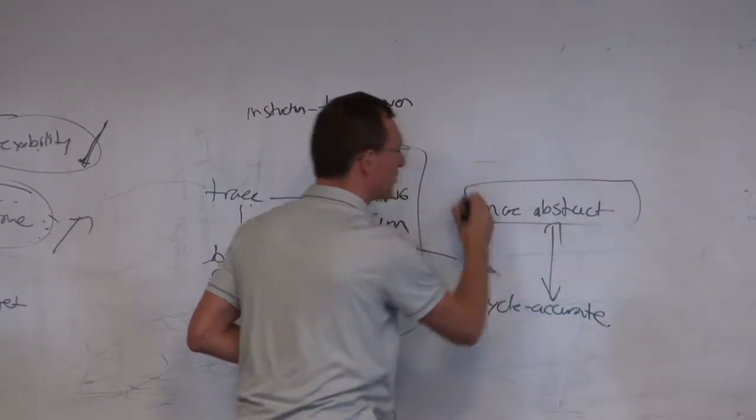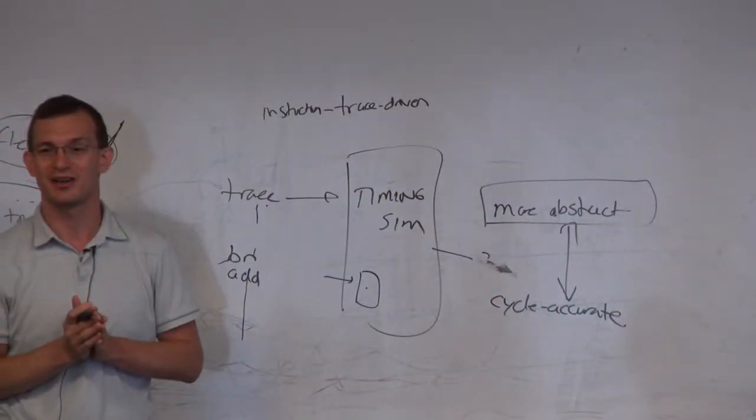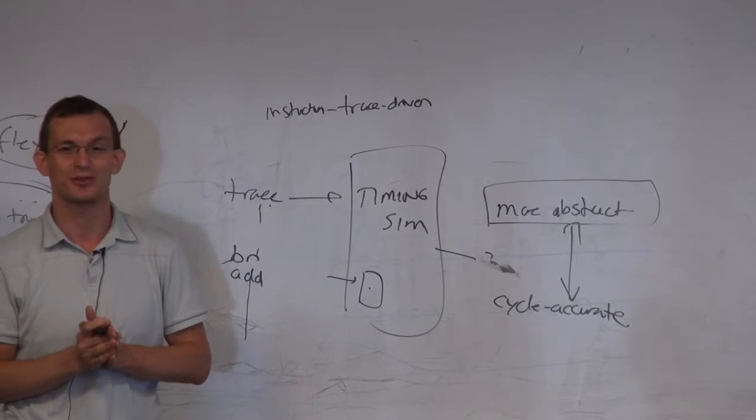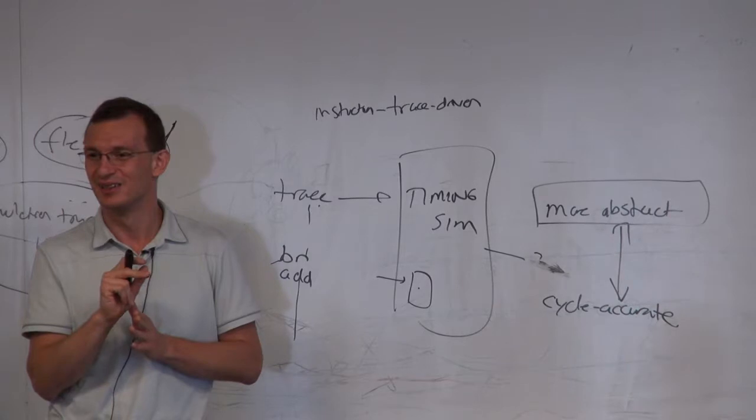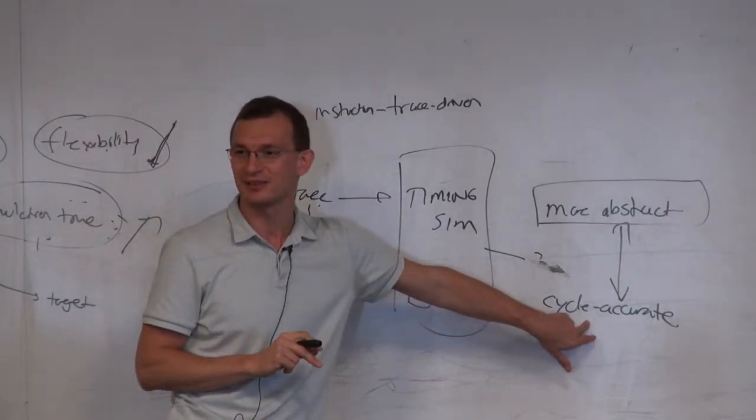This more abstract model is more flexible. You can always say, oh, I'm going to change the cache access latency to 2 cycles, right? You just change a variable that says cache access latency. Whereas here, with the cycle accurate model, it's not that easy, right?